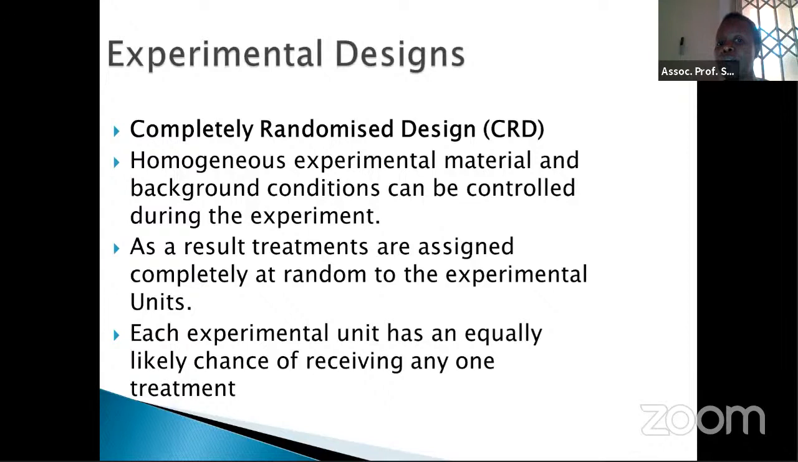So the first design we are looking at, we've been already mentioning it. It's called complete randomized design. It's used if we have homogeneous experimental material or the background conditions are controlled. So if that is the case, then we assign the treatments randomly to the experimental units. Each experimental unit has equal chance of receiving one treatment, okay? So because of randomization, we give them the same probability to receive a treatment.